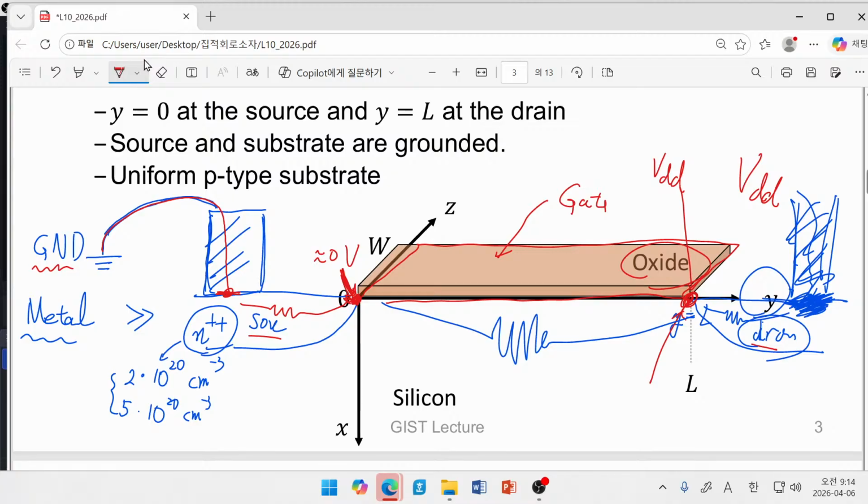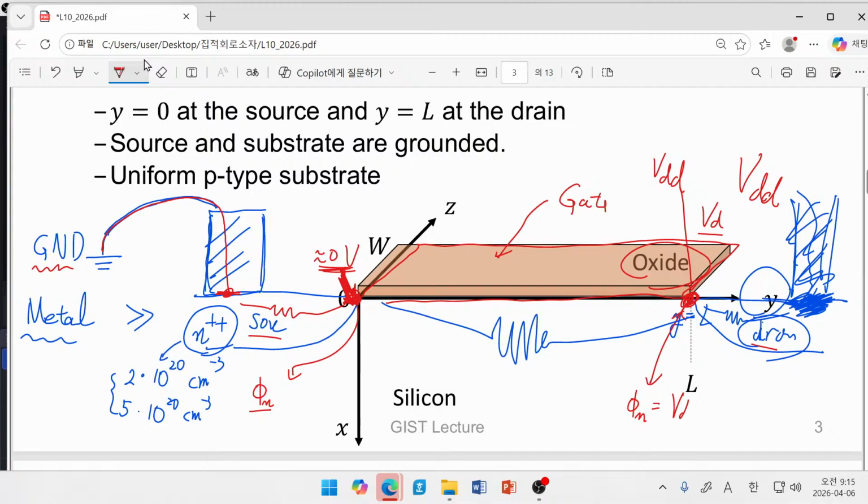So now you understand the applied voltage to this point can be regarded as 0, and this point can be regarded as VD, the drain voltage. Then the natural question is, what will be the electron quasi-Fermi potential at this point, and what will be the electron quasi-Fermi potential at this point? The answer is quite straightforward.